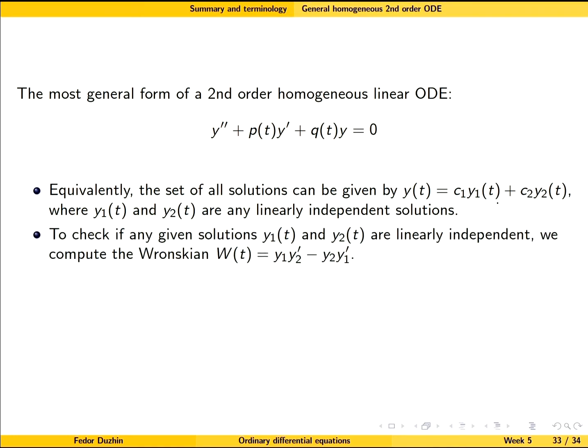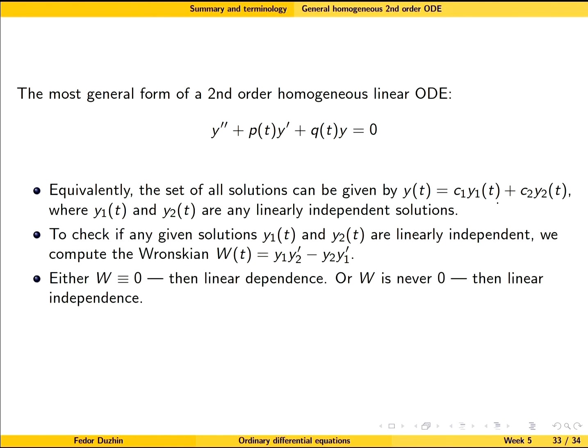Well, and to check if two given solutions are linearly independent, we compute the Wronskian, right? And either the Wronskian is constant 0, so the Wronskian is a function of t, so it may be constant 0, then the solutions are linearly dependent, or it is never 0, so it's always positive or always negative, then linear independence.